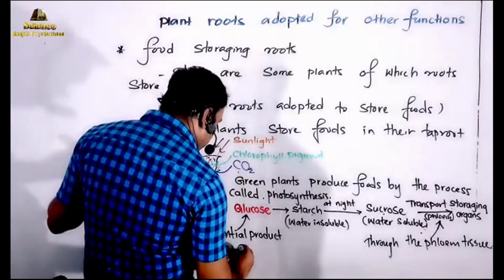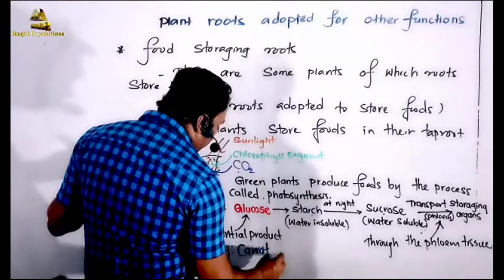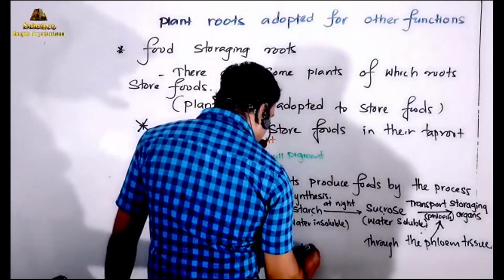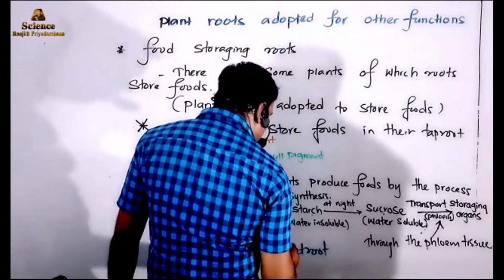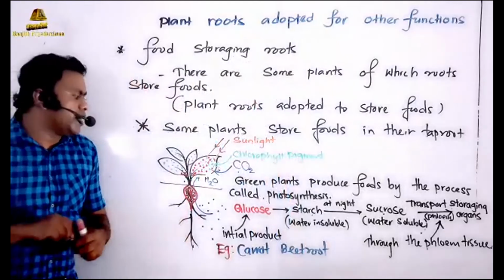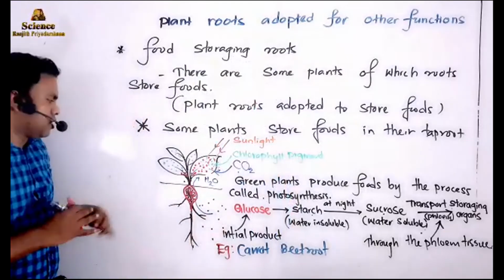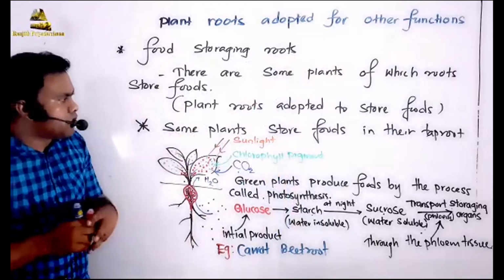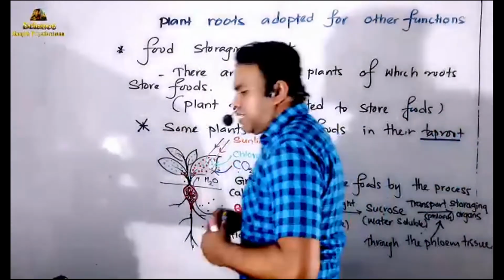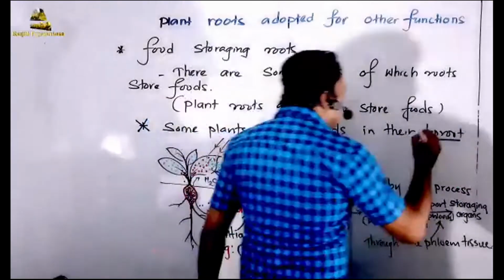Manioc cannot be taken as an example. I'll explain that next. Carrot, beetroot. Manioc and sweet potato store food in lateral roots. So some plants store foods in the taproot. Underline this. Taproot.